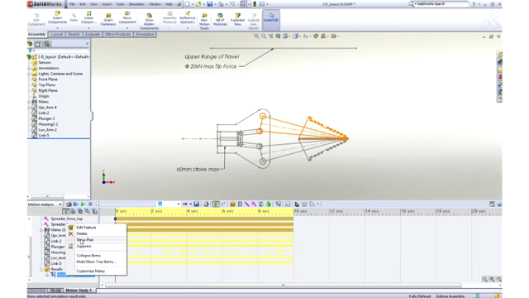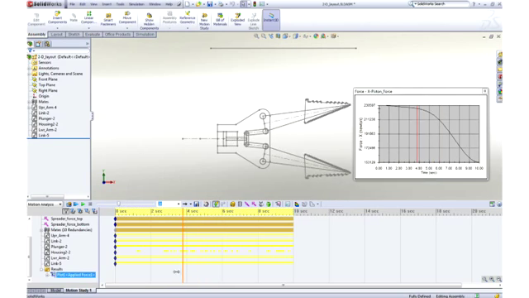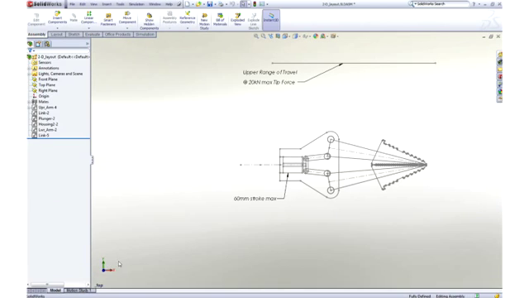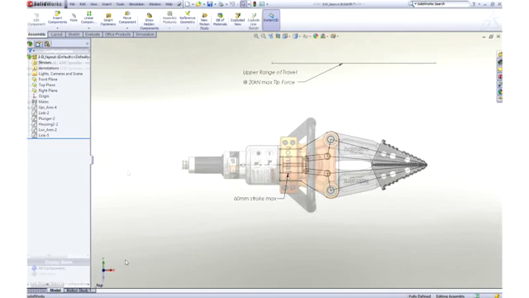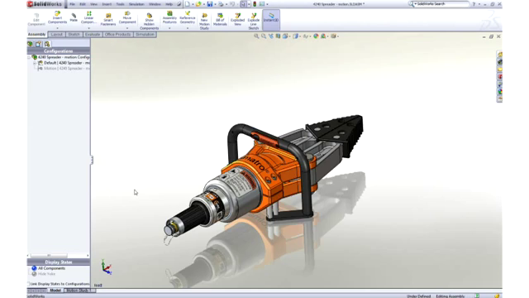With SOLIDWORKS Motion, we can easily test our design during the early stages of development to aid in sizing parts, bearings, motors, and actuators to ensure they meet our design goals. As we go through and refine our design, we can continue to use motion to validate the function.